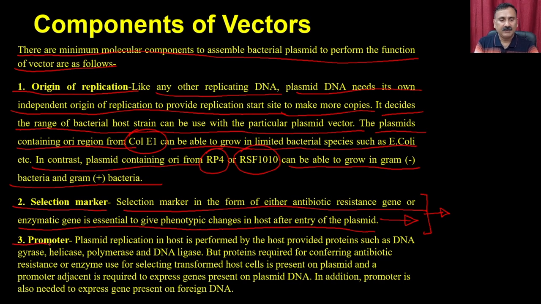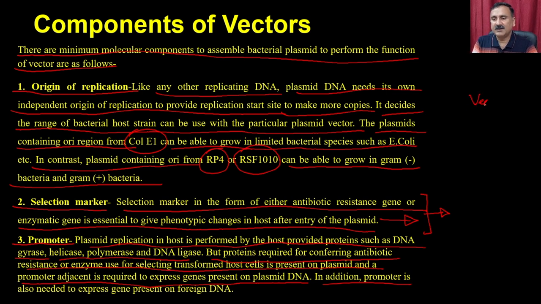Then we also require the promoter. Plasmid replication is performed by host-provided proteins such as DNA primase, helicase and so on. But the protein required for conferring antibiotic resistance, or the enzyme used for selection, is encoded on the plasmid, and a promoter adjacent to it is required to express the gene present on the plasmid DNA. In addition, a promoter is also needed to express the gene present on the foreign DNA.